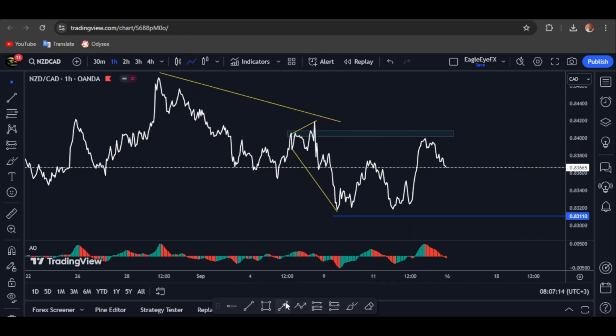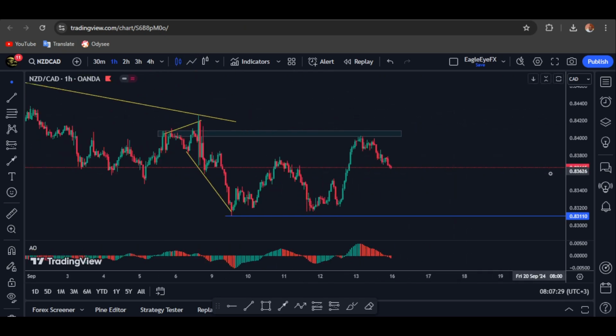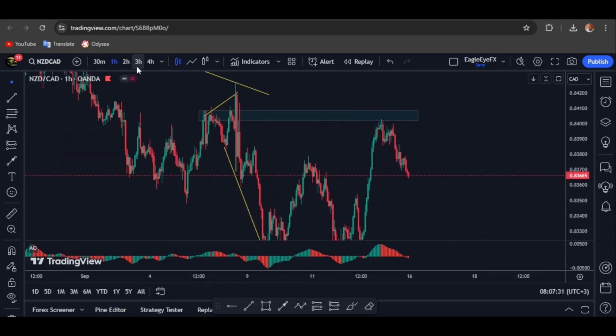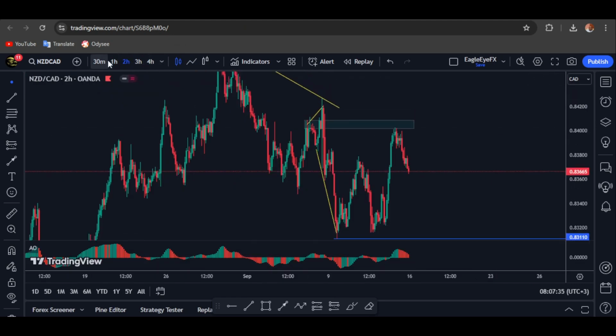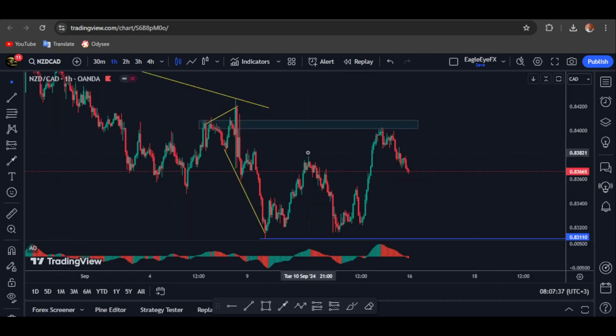So what will we be doing after that? We'll be waiting for this market to come and tap this level, and once it taps that level, that is when we start looking for selling opportunities to the downside. And now let's go back to this. You can see it's very clear. On the 2 hours time frame, it was very clear on both time frames. But I like using the two of them.